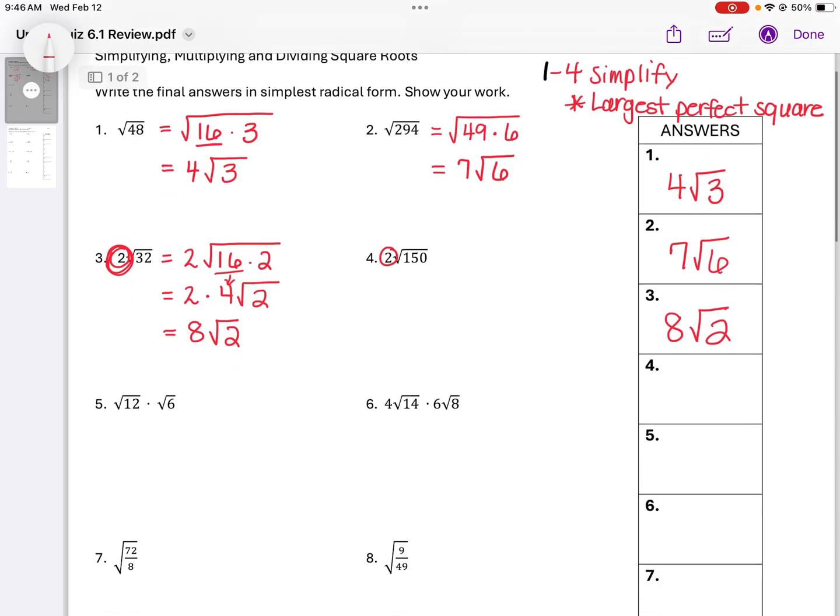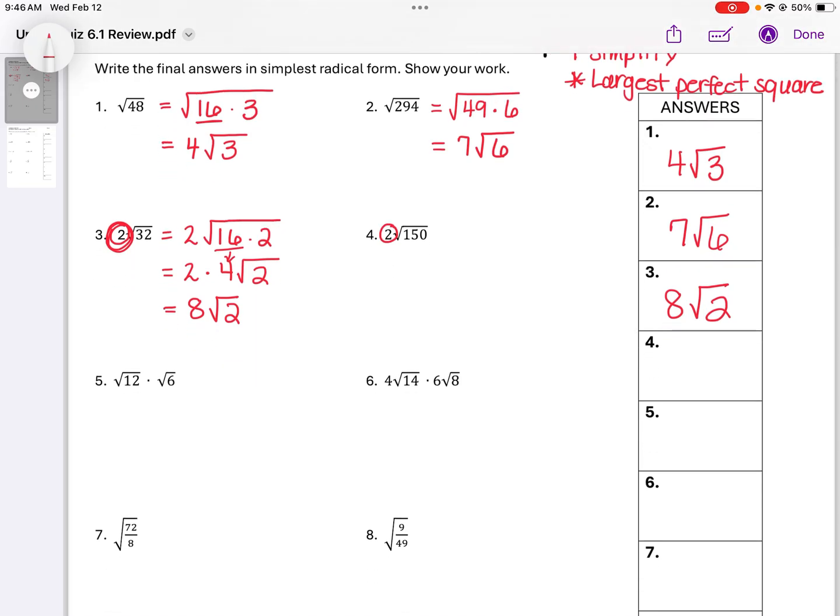All right, number 4. Okay, very similar to number 3. I've got my 2 out there. I'm going to let it hang out there for a minute. I look at 150, and anything that ends in 50 or 25 or 75, you're going to use 25 as your perfect square. Okay, so 25 times what equals 150? I can use my calculator to figure out that 25 times 6 is 150.